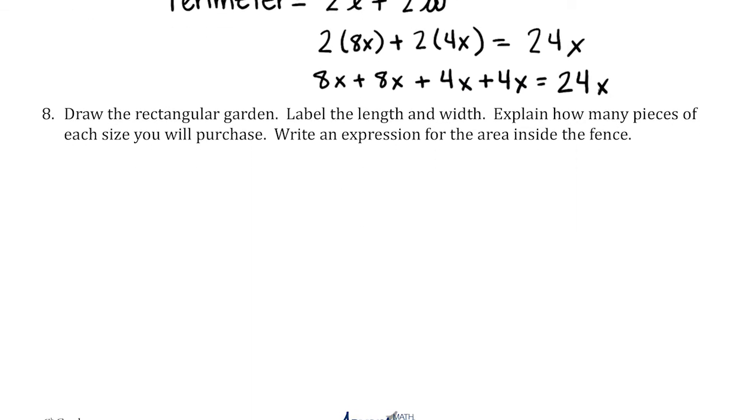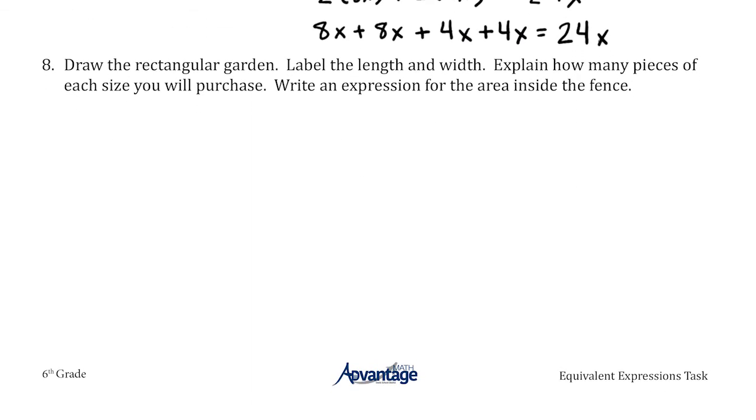The last part of the task is to draw the rectangular garden. Label the length and width. Explain how many pieces of each size you will purchase. Write an expression for the area inside the fence. Start by drawing a long rectangle. Label the length 8x, and the width, 4x.